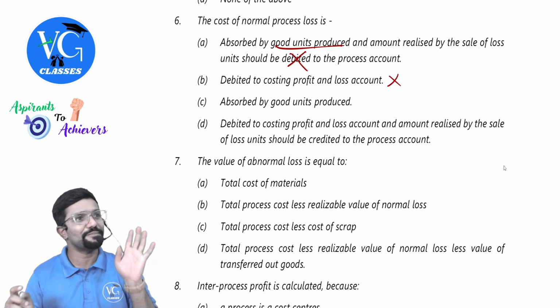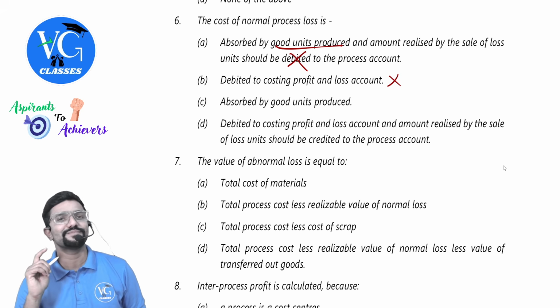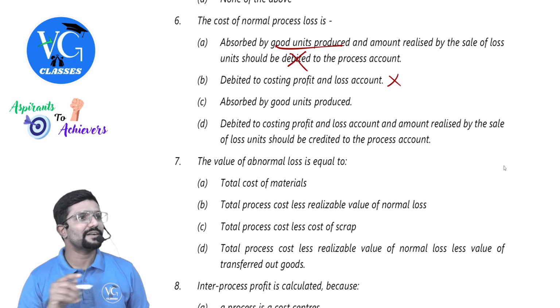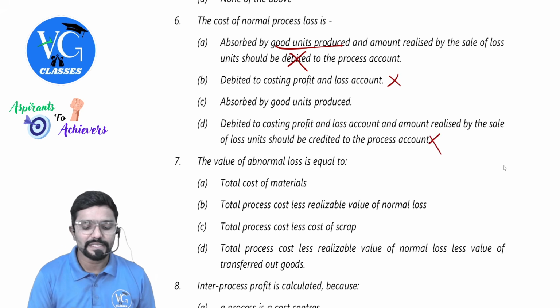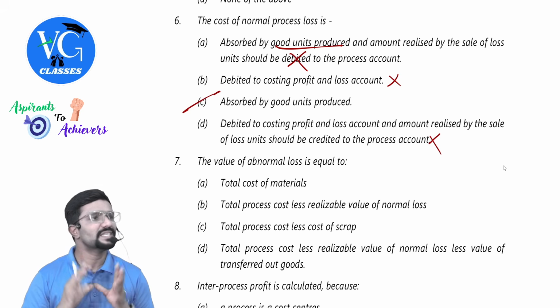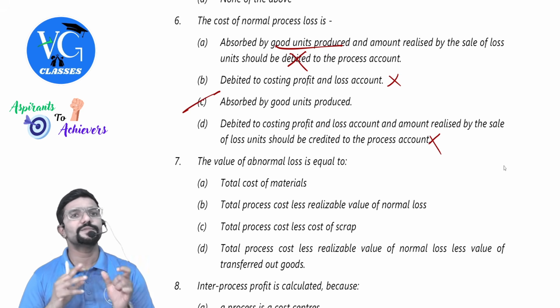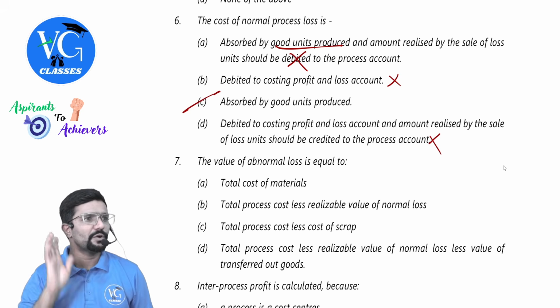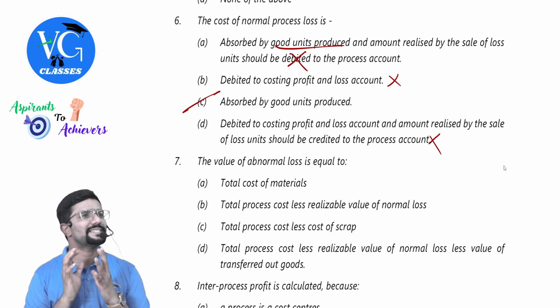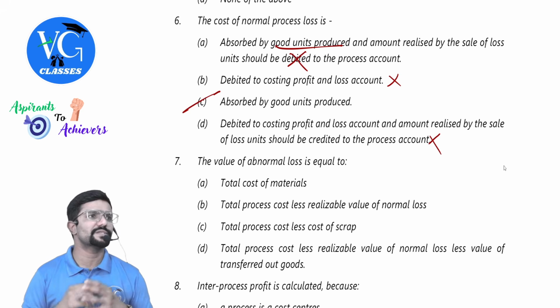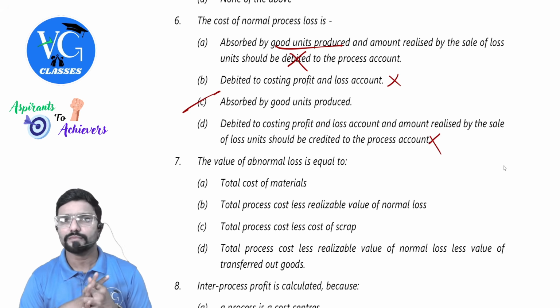As you see here, the second part is correct, but not the first part. That means the answer out of the given options is C, guys. Clear? Observed by good units. I already told you they use the word good units, but it's actually expected good units or normal output, guys.